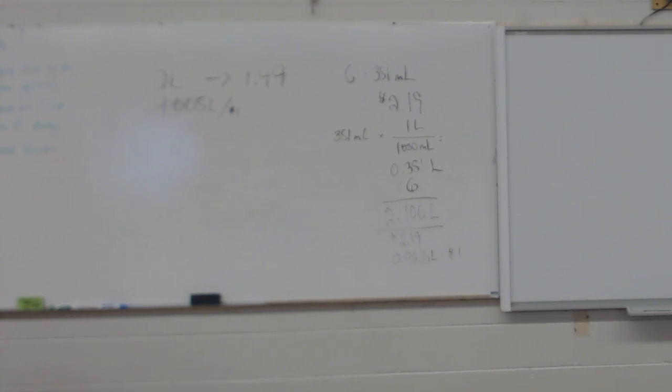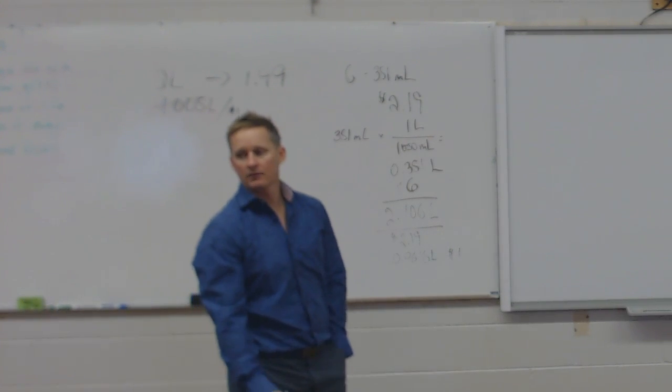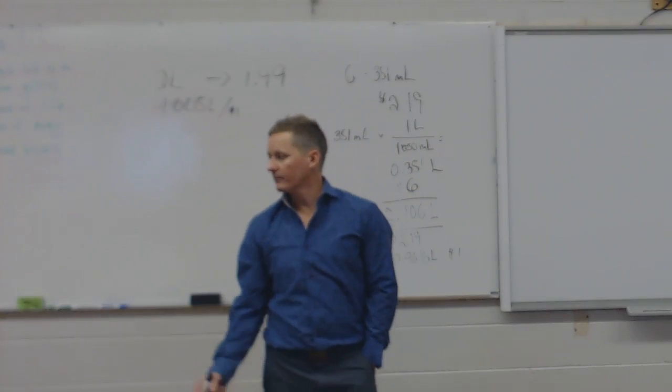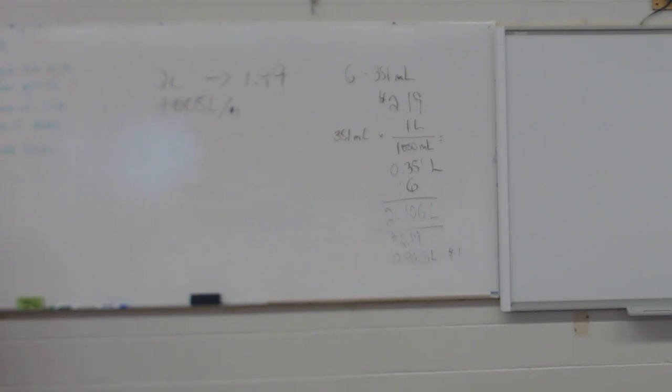Okay, so which is the better deal? The 2 liter? Because what? Because it has to be more liters per my dollar. More liters per my $1. Okay, so that's one way we could have done. What is the second way in which we could have done?